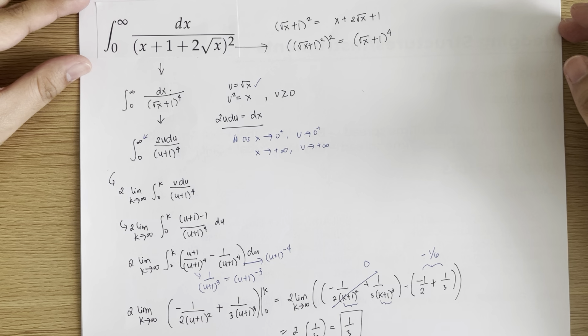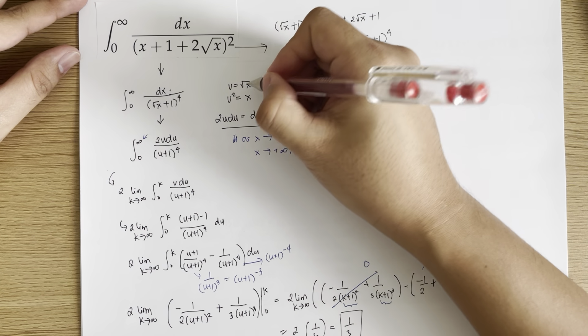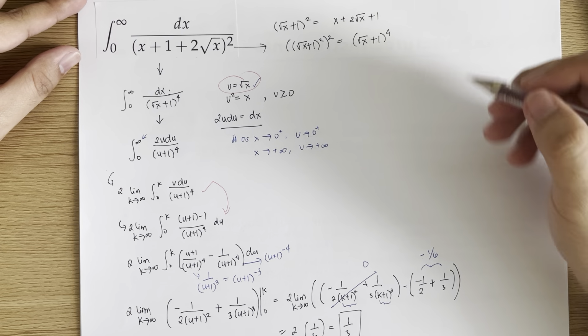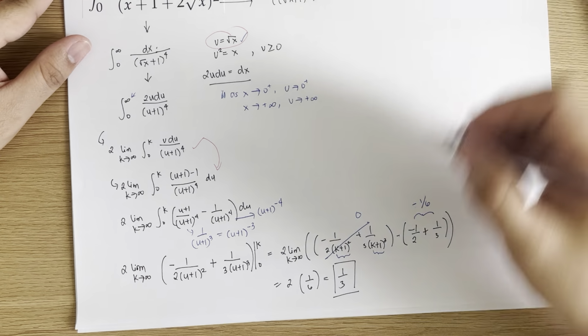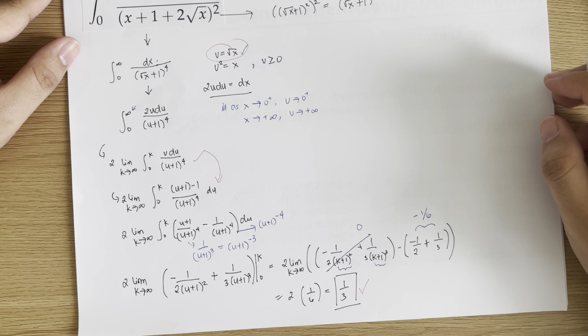So to recap, what we did here is we expressed the denominator as a square of a binomial, then used a u substitution, and then used a strategic splitting technique here, and then used the power rule to evaluate the antiderivatives to eventually get the final answer as 1/3. I hope you get it.